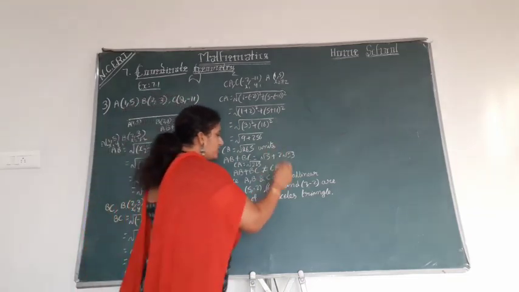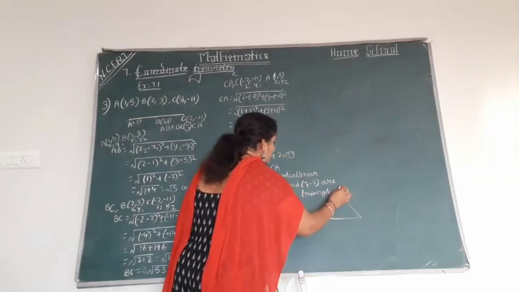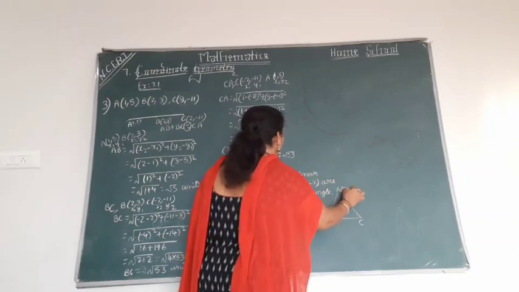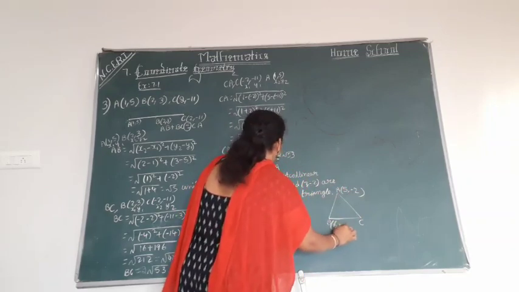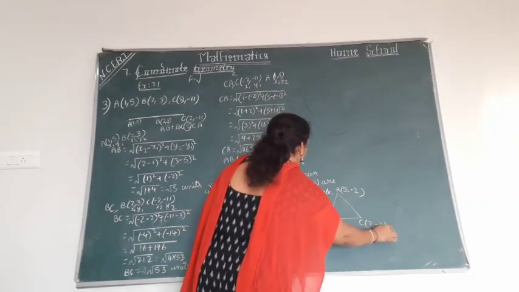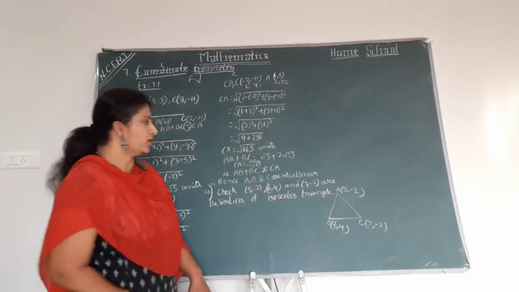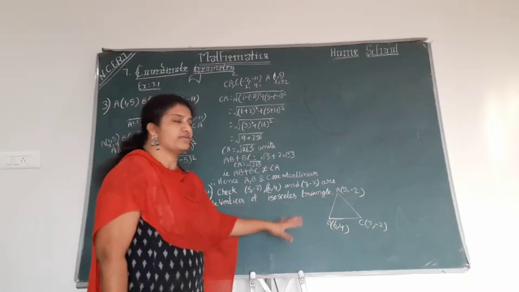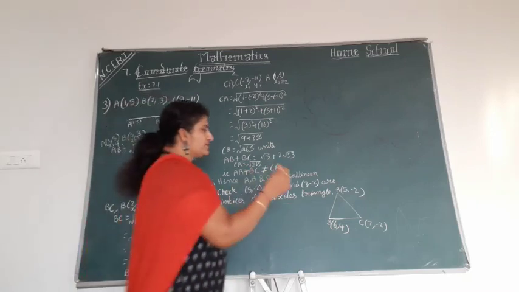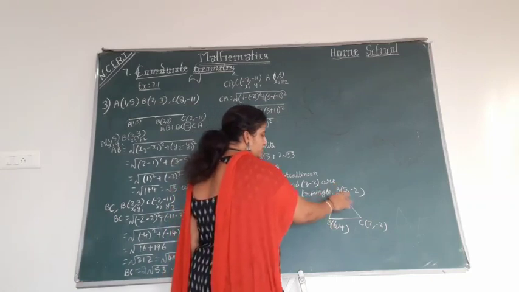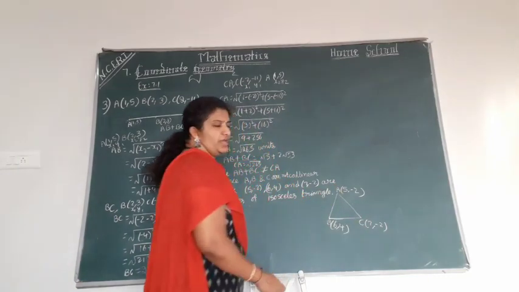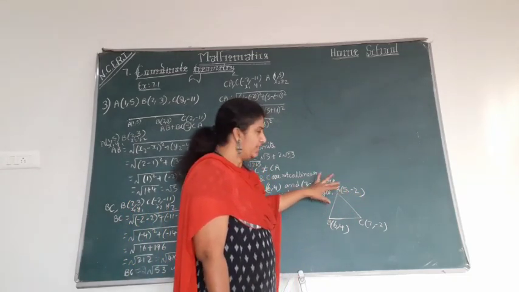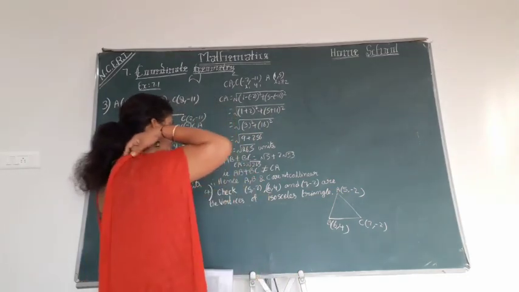How could you find? So let me draw a rough triangle here. Let it be A, B, C. A coordinate will be 5, minus 2. B coordinate 6, 4. C coordinate 7, minus 2. So what you are going to do here? Check whether they are the vertices of an isosceles triangle. Find the distance of AB, find the distance of AC, find the distance of BC. If any two distances have the same value, then your triangle is isosceles. So let's start doing here.